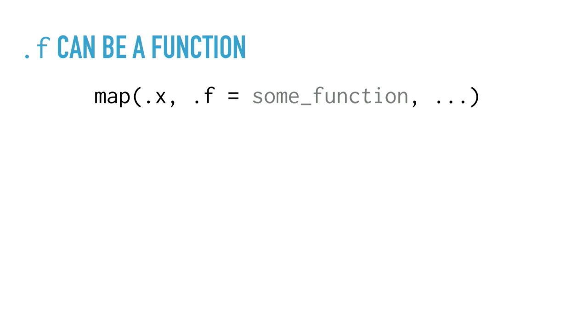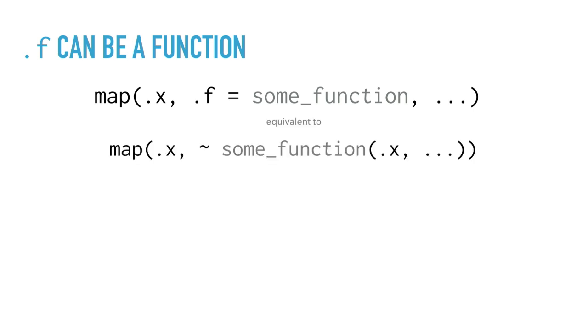The other thing .f can be is simply a function. We've been using this shortcut to essentially write our own functions. But if there's a function that exists that already does exactly what you want to do, you just pass that function in as .f. In this case the shortcut is not a shortcut, but that's equivalent to specifying a formula where we're calling some function on each .x and we're passing in some additional arguments possibly in the ... So map does have that ... You can always pass in other arguments, and those arguments are being passed on to that function that you're using.